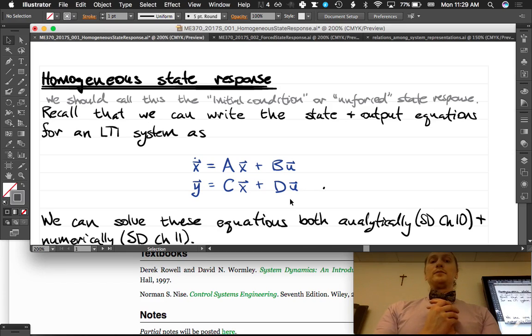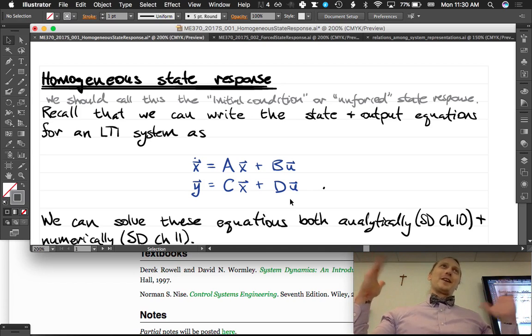So we can solve these equations both analytically, which chapter 10 describes, or numerically, which chapter 11 describes. I'm kind of skipping chapter 11 in the textbook. It's how to solve the state equations numerically. Now, I think it's a great topic, and I wish we had time to cover it, but it's really more of a topic for a numerical analysis course, which is an elective you could take. So we're not going to cover that in detail. We actually know how to use MATLAB to simulate these things numerically. We just don't know how those solvers actually do it, right?